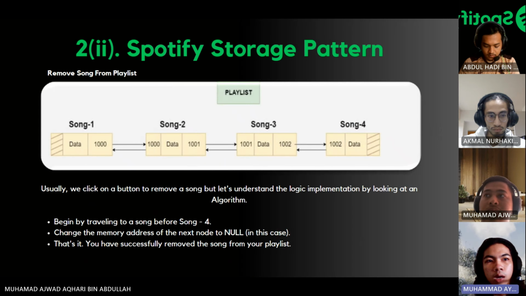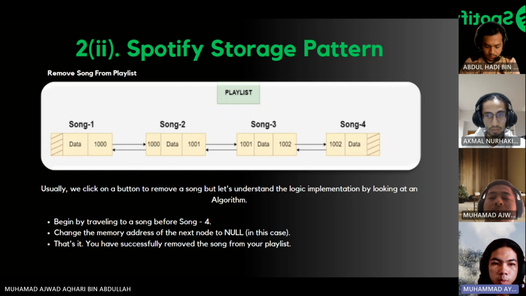Let's see how to remove a song from the playlist and how it will be affected in the backend. Usually we click on a button to remove a song, but let's understand the logic implementation by looking at the algorithm. As we can see here, we have 4 songs: song 1, song 2, song 3, and song 4 that we added recently. Begin by traveling to the song before song 4, which is song 3. We have to change the memory address of the next node to null because we want to remove song 4 from the playlist.